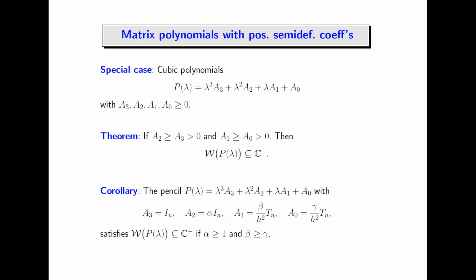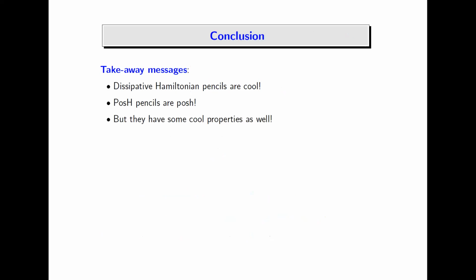Okay, so that's what we can say, and I hope that I convinced you that dissipative Hamiltonian pencils are pretty cool or nice, and posH pencils may be considered a little bit posH, but we have seen they still have some cool properties. For dissipative Hamiltonian pencils, all eigenvalues are in the left complex plane. But for the posH pencils, if we have the skew Hermitian pencil somehow under control, then we can say something about the full pencil as well.